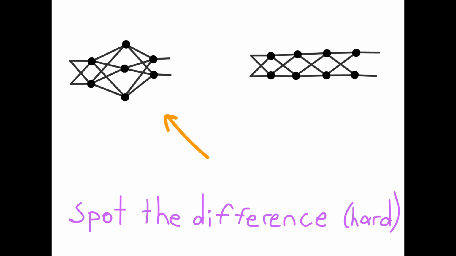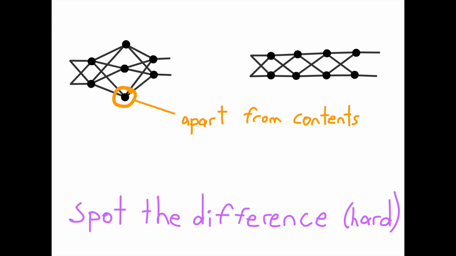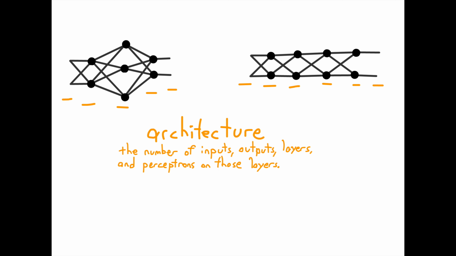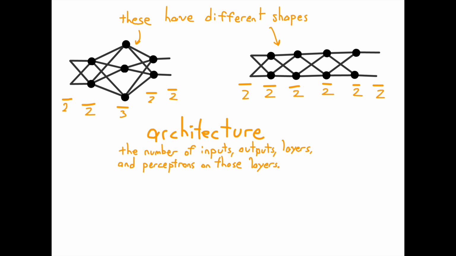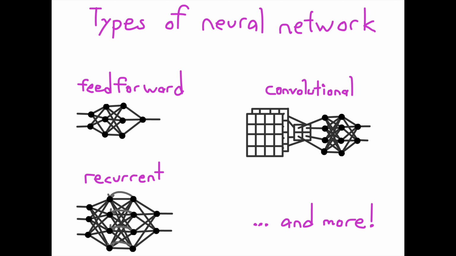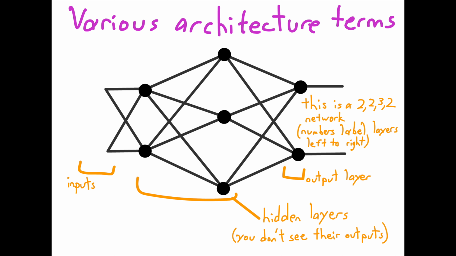The thing that distinguishes the networks from each other, apart from what's in the perceptrons, is their architecture, or how the perceptrons are arranged. You can visually see the difference in architectures and maybe think about the limitations of different architectures. There's also different types of networks, but I won't be covering those today. Here's another diagram.